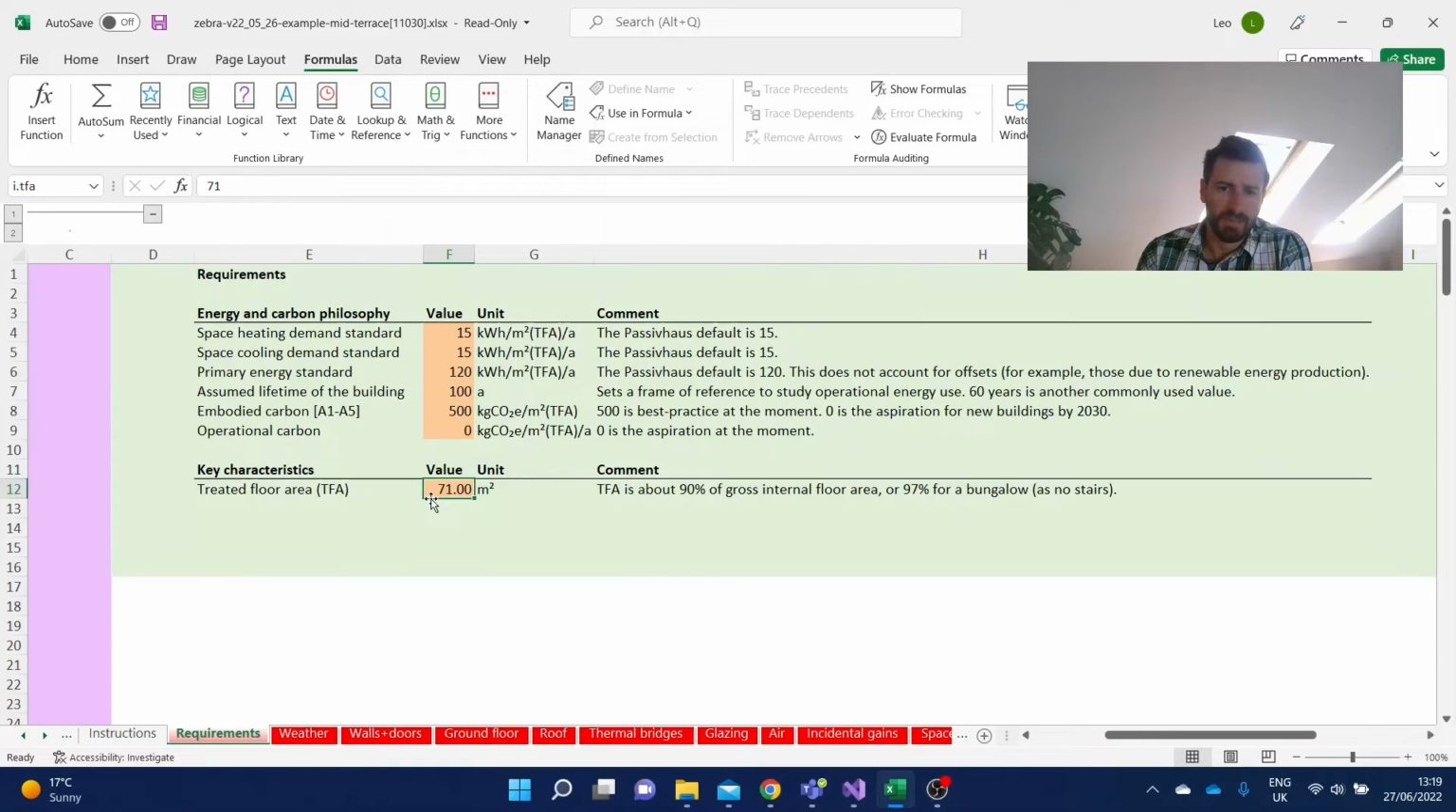So as a rule of thumb, if you have a building with stairs, the treated floor area is around 90% of the internal floor area. And a building without stairs, it would usually be about 97%.